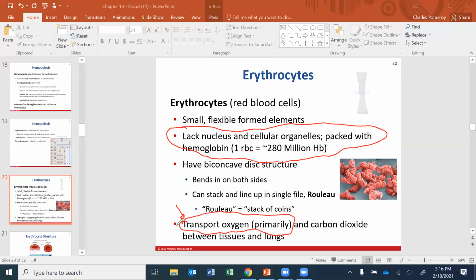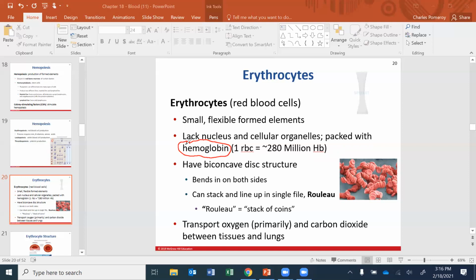Now, in order to transport oxygen, they need a protein, and that protein's called hemoglobin. So think about it. The more hemoglobin you have, the more oxygen you can transport. And so what the cell does is basically clear out everything else, and that way it can pack as much hemoglobin as possible inside of it, so it can be as good as it can possibly be at transporting oxygen.